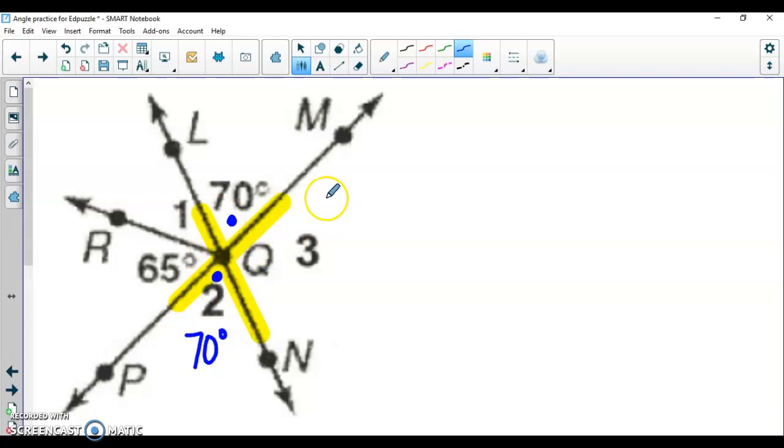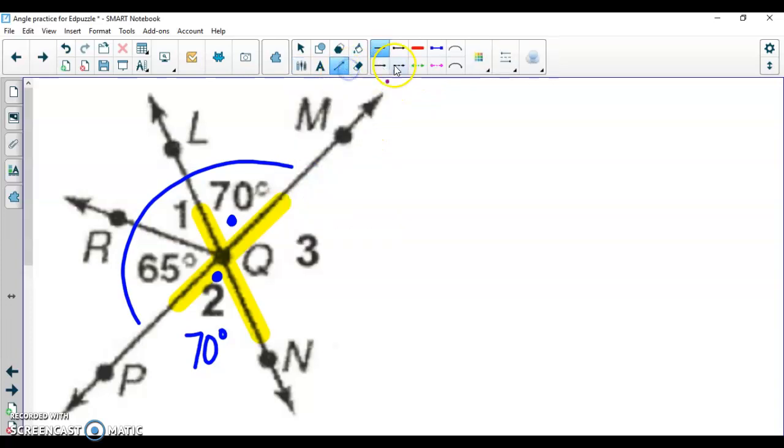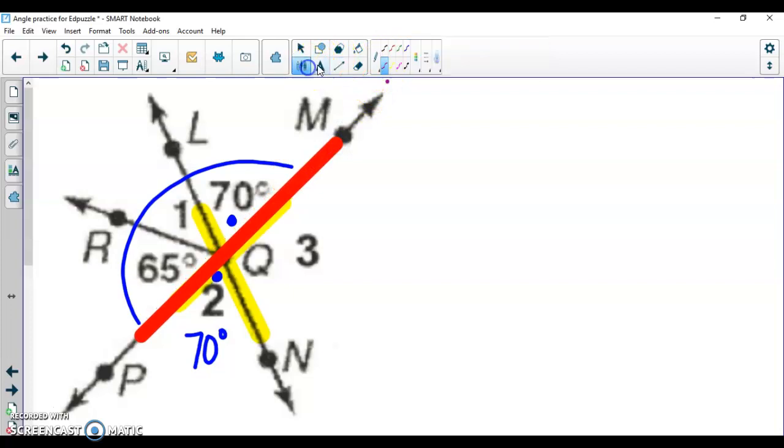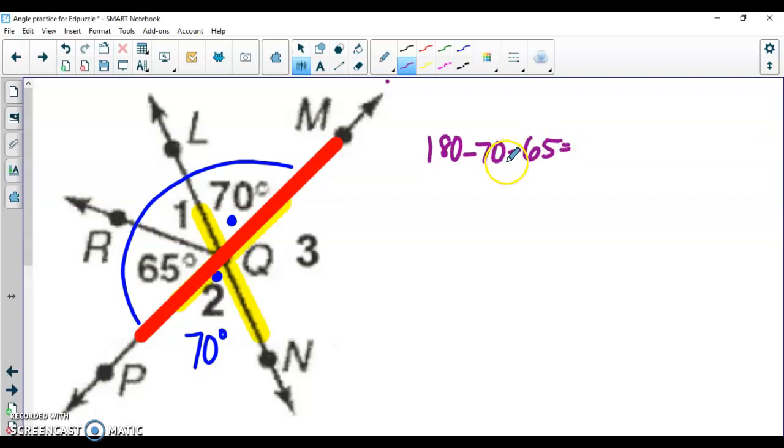Looking then at this part of the picture over here, I noticed that together these all form a straight line, and we have this straight line going up right here. So when I look at them all together, they should equal 180. So if I start off, I have 180, I take away the 70, I take away the 65, and I end up with, if I do 180 minus 70 minus 65, typing into my calculator, I have 45 degrees. So angle one here is going to be 45 degrees.